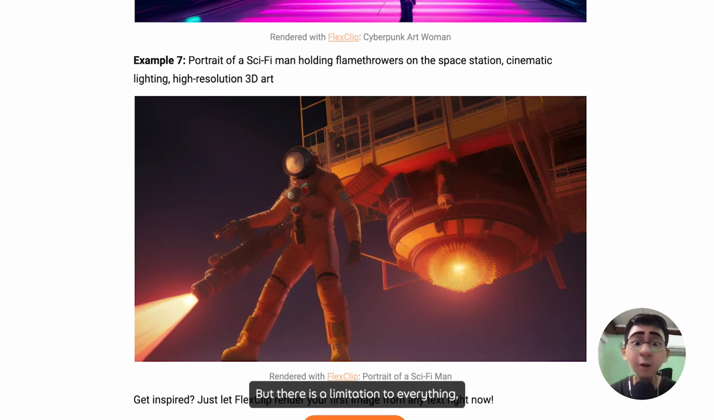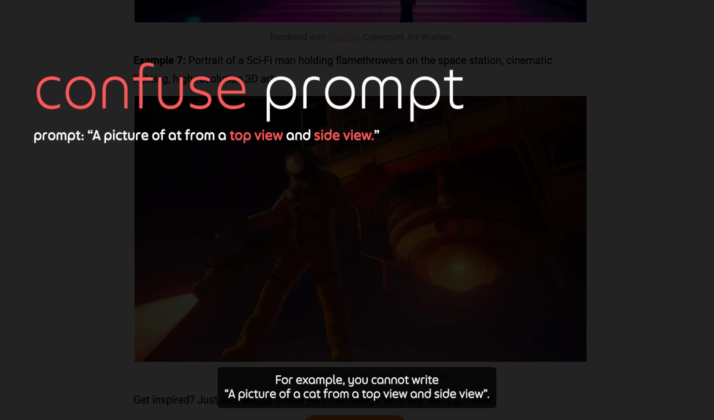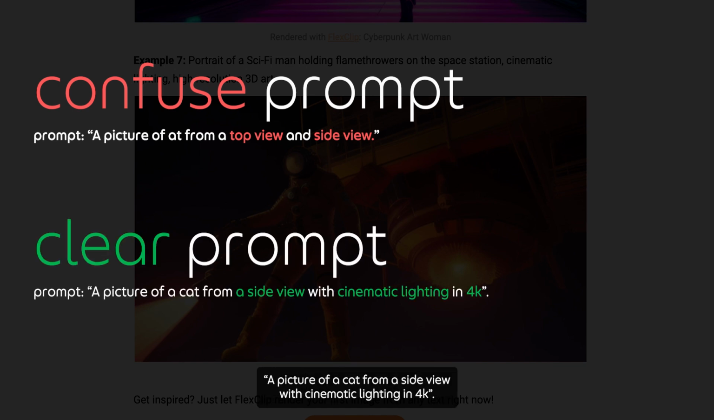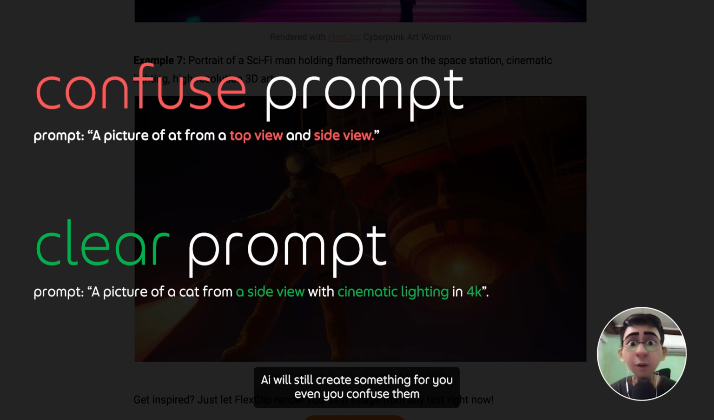But there's a limitation to everything. Remember I told you before not to confuse the AI? For example, you cannot write a picture of a cat from a top view and side view. If you read it again, it doesn't make sense to you already in the first place. How would you think this will make sense to the AI? So don't use more than one of the same kind of visual arrangement. Instead, you write like this: a picture of a cat from a side view with cinematic lighting in 4K. So these are 3 different visual arrangements. AI will still create something for you even if you confuse it, but the image will not turn out like how you visualize it in your head.